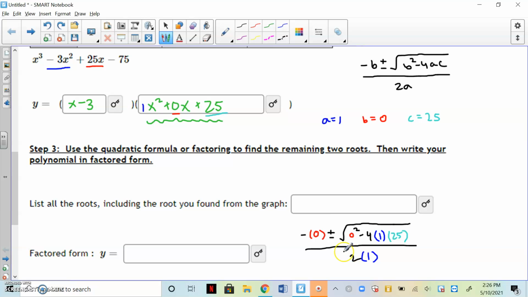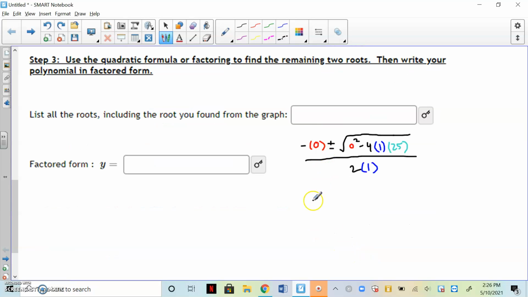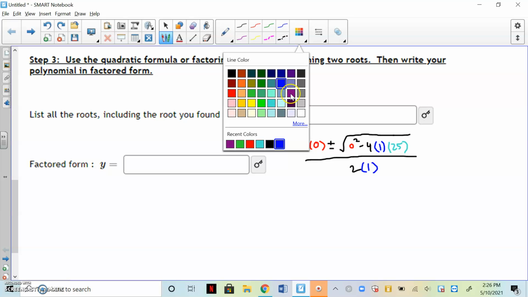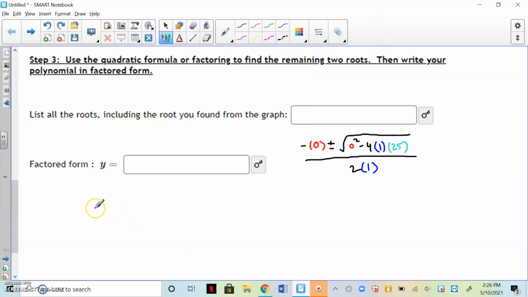Now that we have plugged everything into our formula, we can go ahead and start simplifying. So I'll go ahead and do that down here. So negative 0 is just 0. Plus or minus. Now in my square root, I have 0 minus 4 times 25, which is 100. So 0, ooh, that's real ugly. 0 minus 100 all over 2 times 1, which is 2. So let's continue simplifying. This 0 honestly can just go away, so really I end up with a plus or minus square root of negative 100 all over 2.